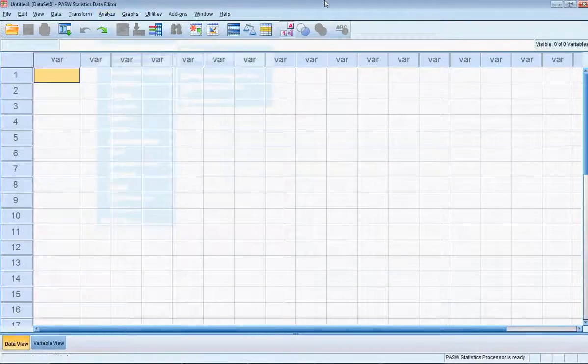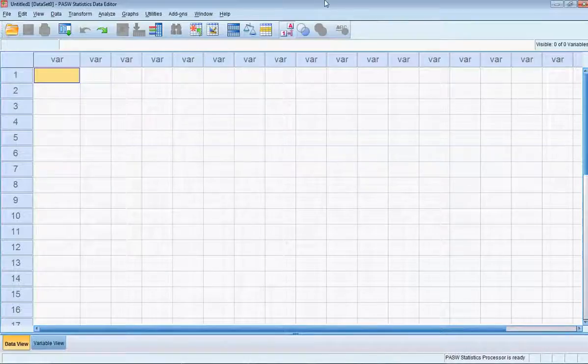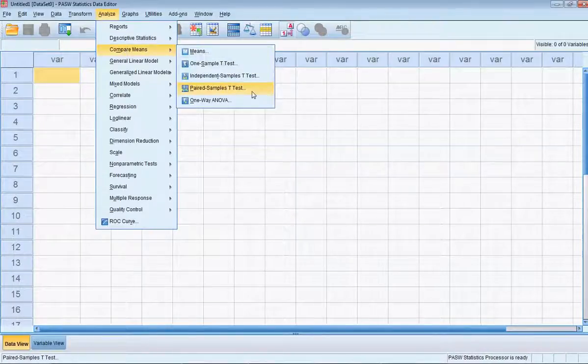Another way I can gather my samples would be to compare the IQ scores of people before they went to college to the IQ scores of those same people after they went to college. So in this case, I only have one group, and I'm measuring them multiple times. The term for this type of comparison is paired samples. So I'll start with paired samples.